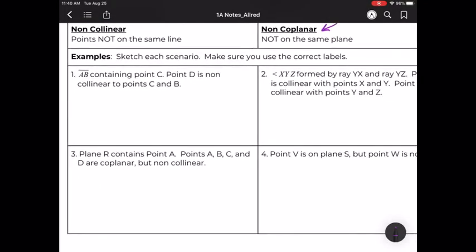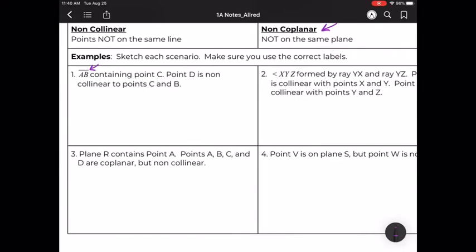I'm going to do a couple of these with you, and then I want you to try some on your own. So first one, number 1, we're going to do together. If I ever go too fast, you're welcome to pause the video and get caught up. So as we look at number 1, it says to draw segment AB. This notation up here means it's a segment containing point C. But it also says point D is non-collinear to points C and B. So let's just start one piece at a time.